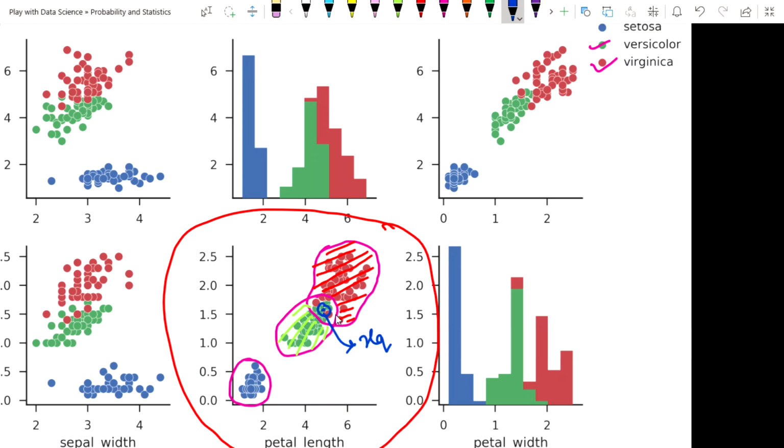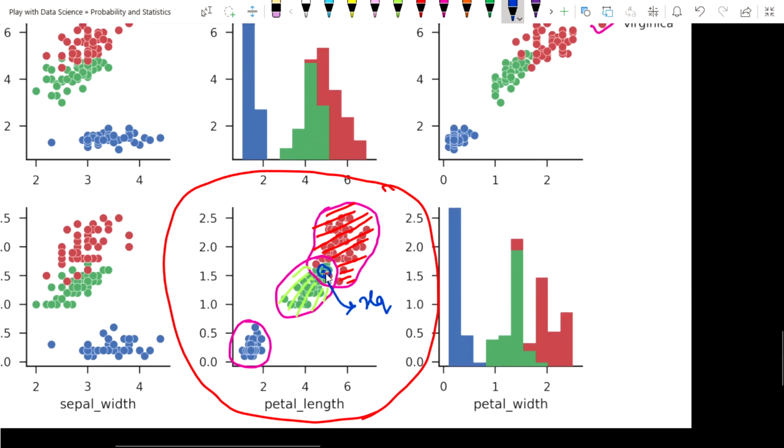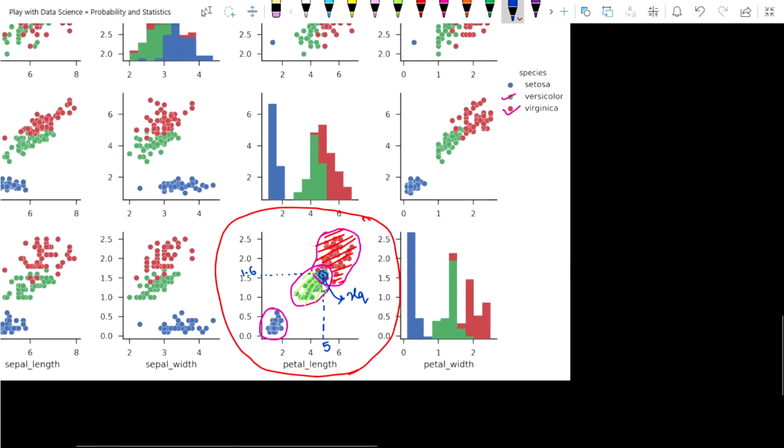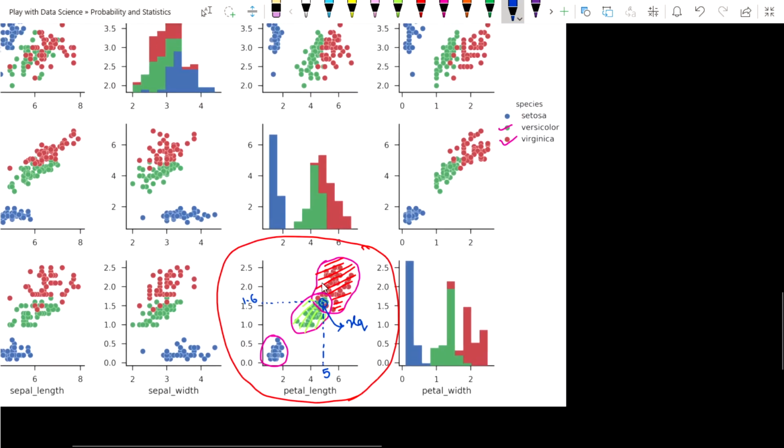Suppose we take the petal length. The petal length for this query point is about 5, so let's take 5. And the petal width for this point is, let's say, 1.6. So if our query point looks like this, what is the actual class label? For these situations we may be confused, so to avoid this confusion, we need the concept of probability.